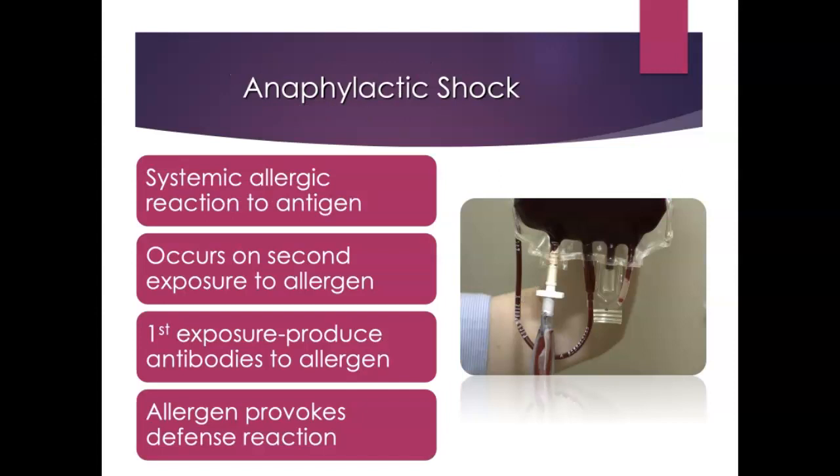So let's move on to anaphylactic shock. Anaphylactic shock is an acute, life-threatening hypersensitivity reaction. It causes massive vasodilation, release of mediators because you go through that inflammatory response, and increased capillary permeability. And so the systemic allergic reaction is from an antigen, but remember that this would only occur on the second exposure to the allergen. The first exposure produces the antibodies to the allergen, and then on the subsequent exposure, the allergen provokes the defense reaction.